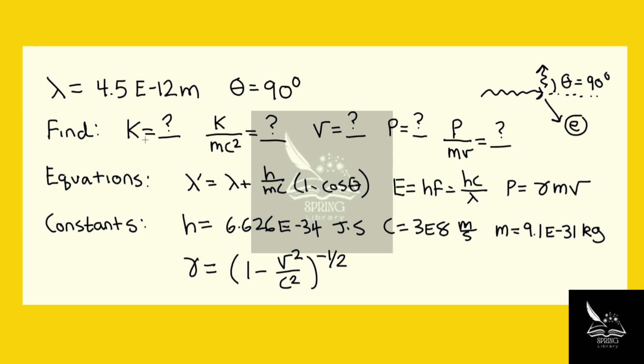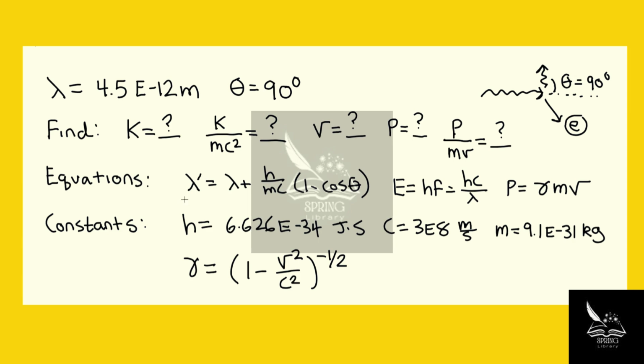We're asked to find the kinetic energy of the electron after the scattering, how this kinetic energy compares to its rest energy, mc squared. We're asked for the velocity of the electron, the momentum of the electron, and momentum relative to its non-relativistic value. So this is heavily implying that the scattered electron is going to have relativistic velocity. So we'll have to be careful there.